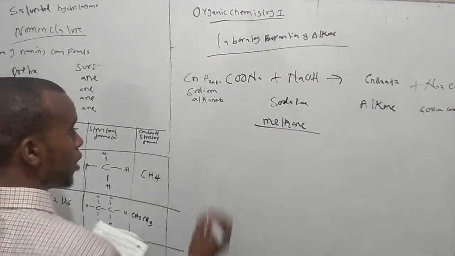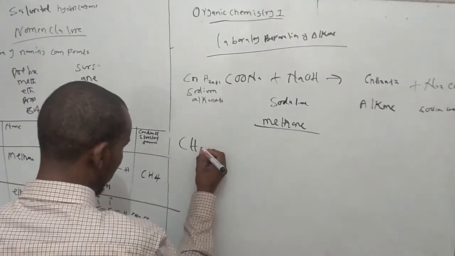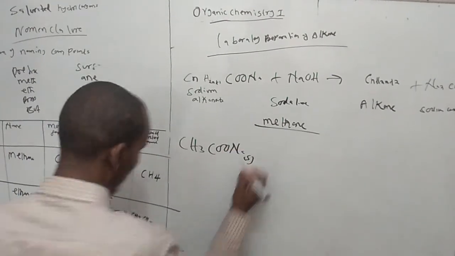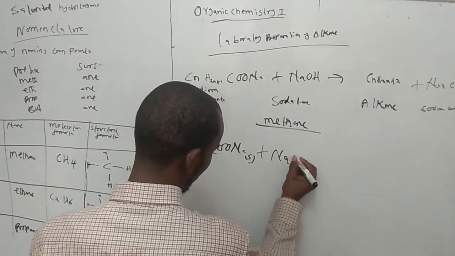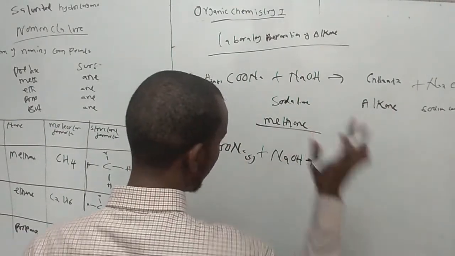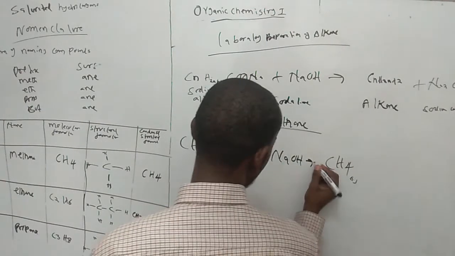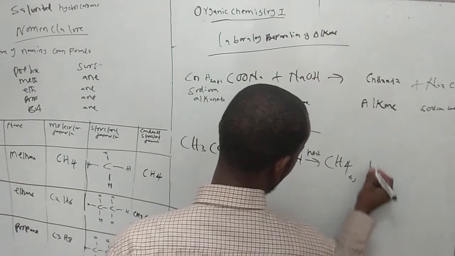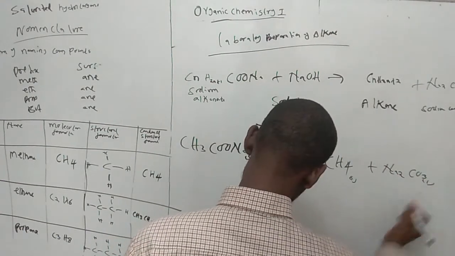So the formula for sodium ethanoate is CH3COONa, solid, reacting with sodium hydroxide. Now, if we are preparing methane gas, we get CH4 gas. Remember, here there is heating. This is heat, plus sodium carbonate, which is solid.